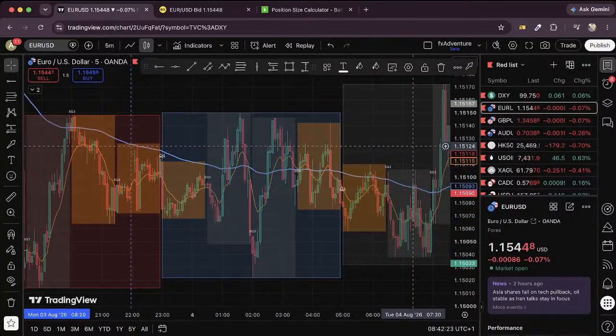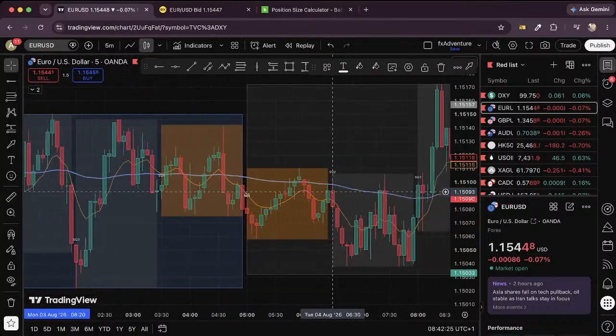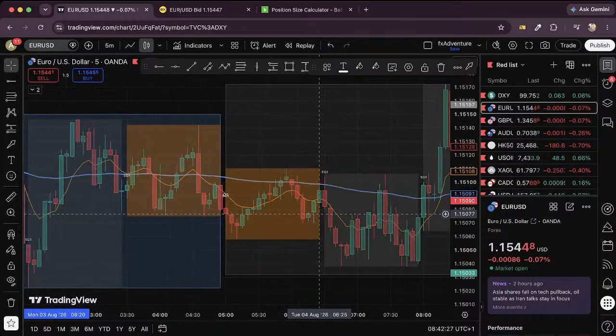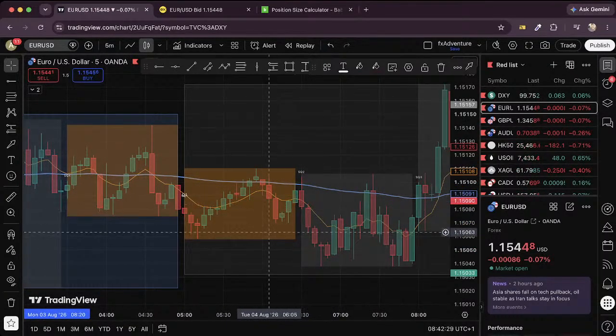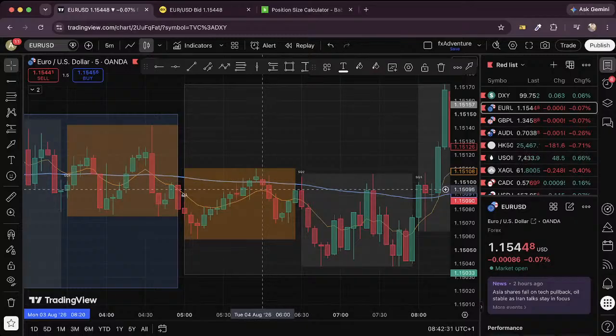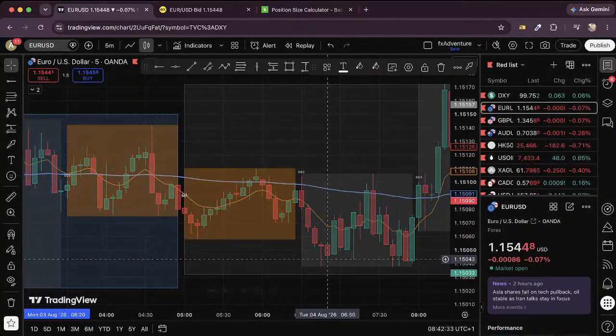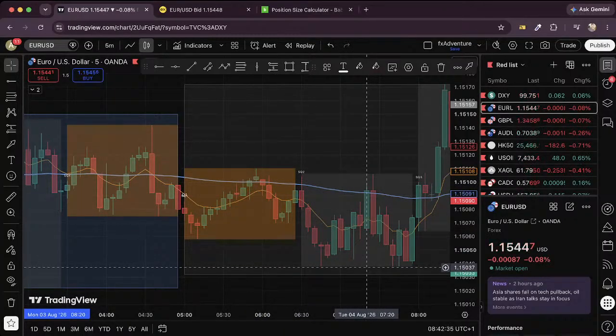We don't trade these ones. But next day, accumulation comes in here. Attempt to come up, did not close up. Attempt to come up, did not close up. Attempt to come up, then closed up.